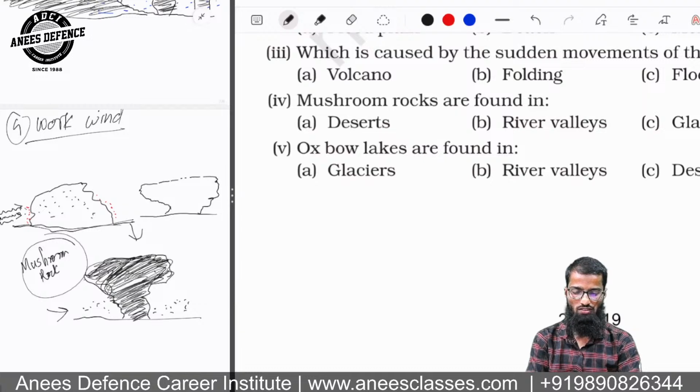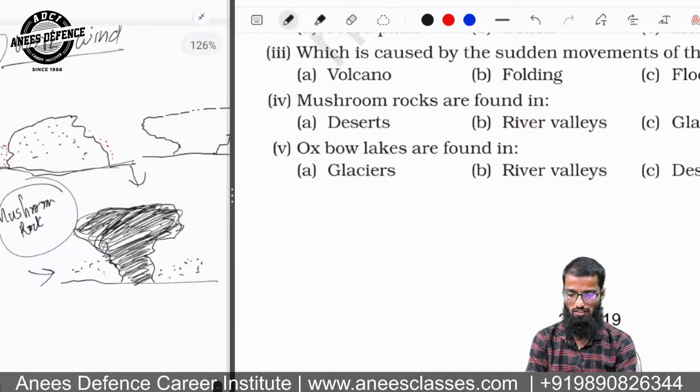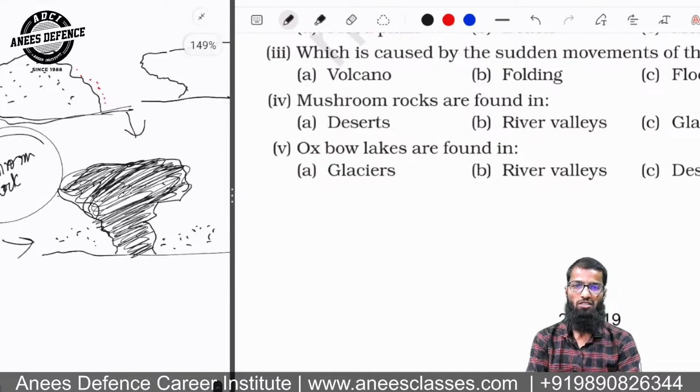Now you have mushroom rocks. Here we have seen the mushroom rock, you can see on your screen. I have told you that it happens in desert or arid areas, because there you don't have a lot of obstacles for the wind, and sand particles can be lifted up and blasted at the lower surface of the rocks, creating the mushroom-like structure of a rock, which is called a mushroom rock. So definitely the answer will be deserts. In river valleys, you will get gorges and canyons, not mushroom-like structures. In glaciers, you will get moraines, drumlins and basket of egg topography. You will not get mushroom rocks there.